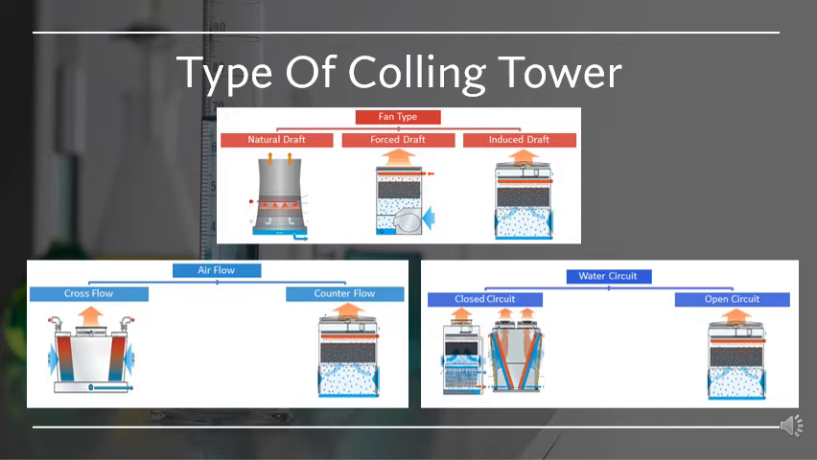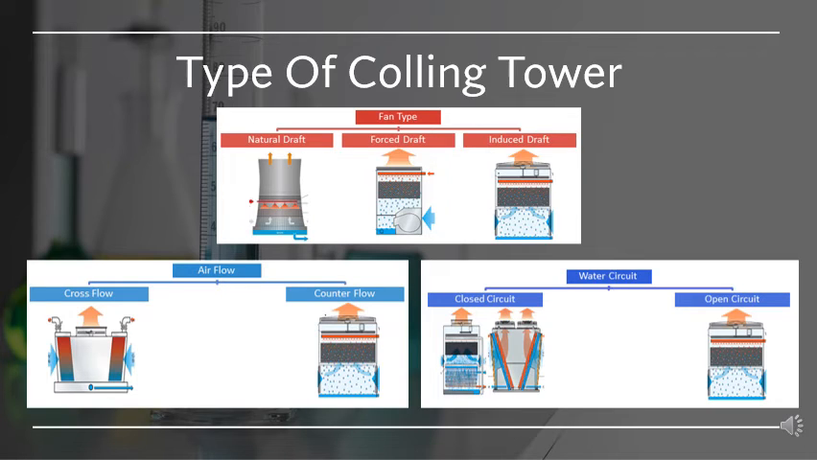By classification of airflow, cooling towers have two types of airflow: counterflow and crossflow. Counterflow means air moves vertically upward through the fill, counter to the downward fall of water, while in crossflow, air flows horizontally through the fill, across the downward fall of water.